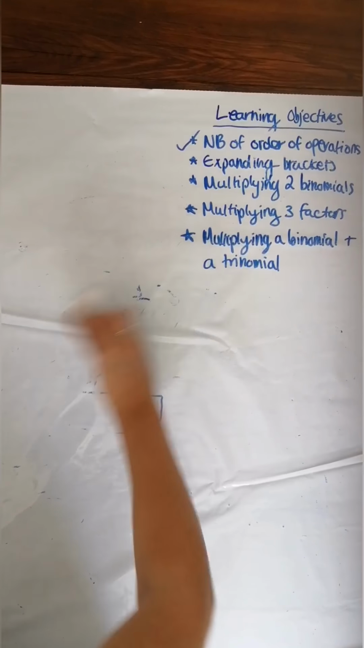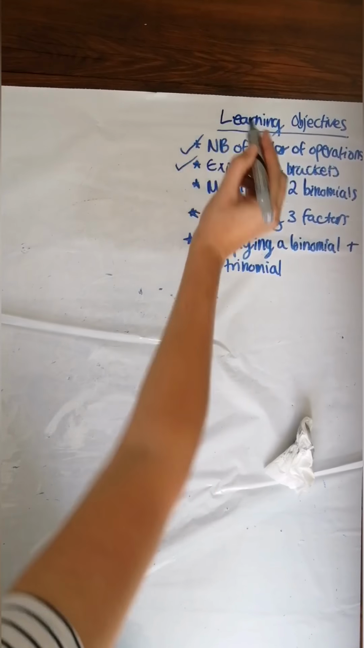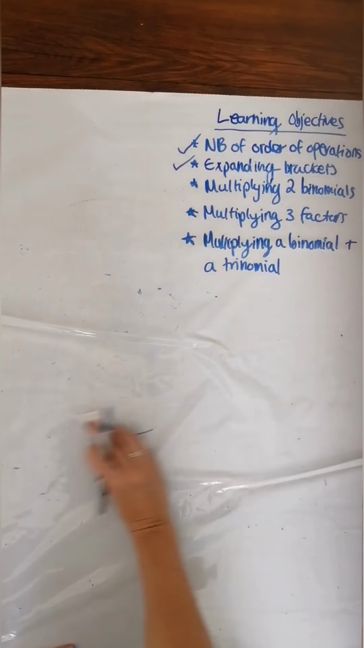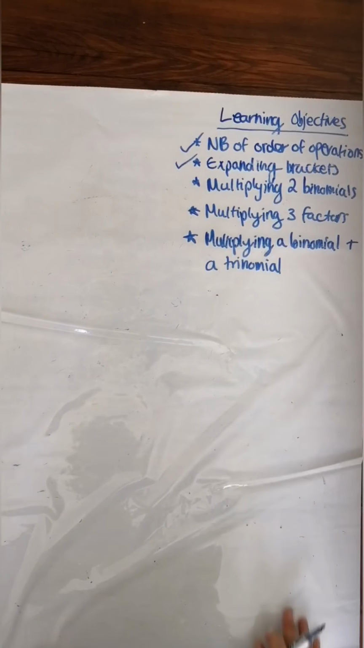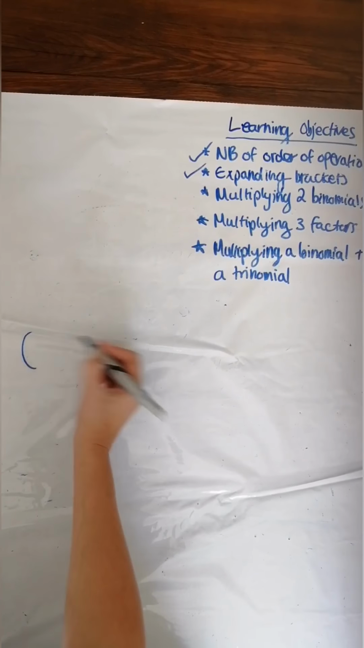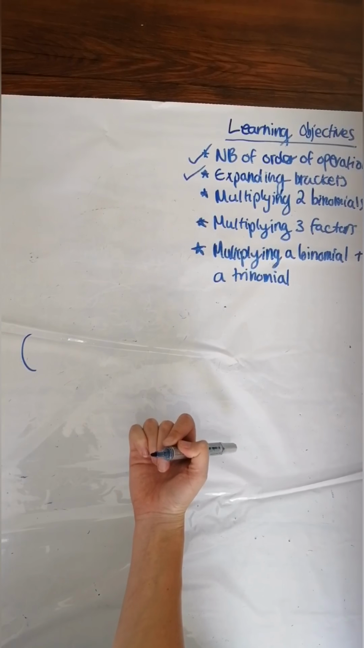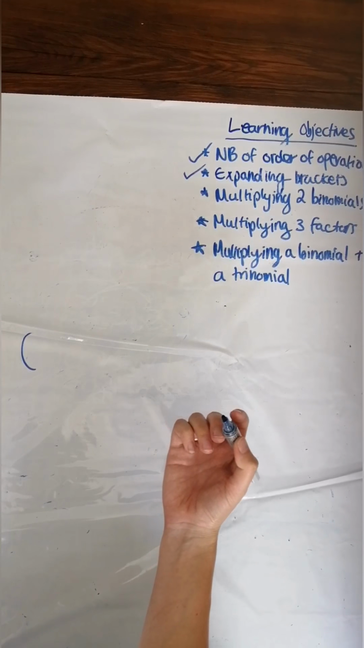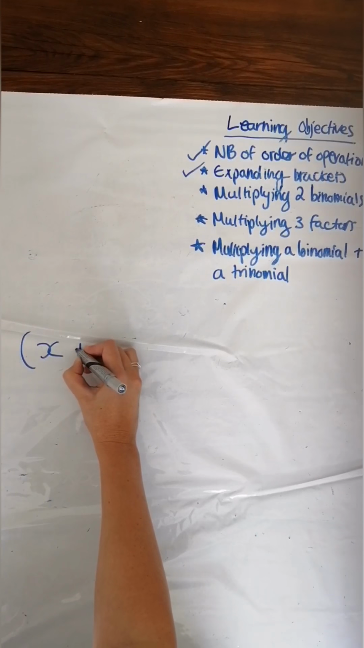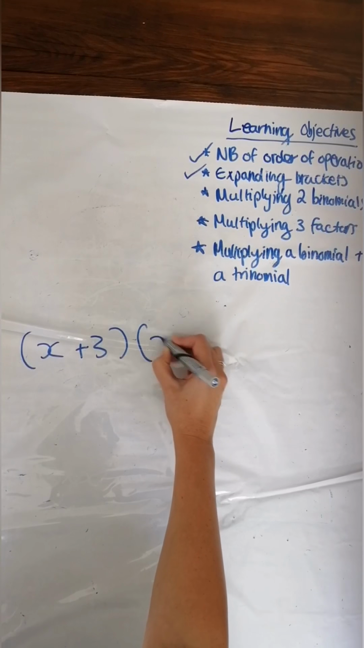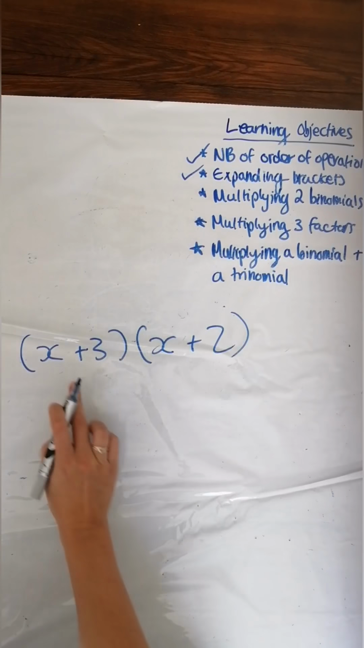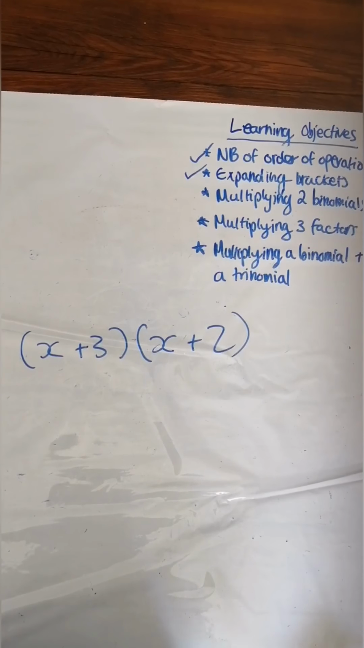So we've done expanding brackets, let's move on to multiplying two binomials. A binomial is a bracket that contains 2 terms. So let's use this as an example. x plus 3 times x plus 2. So this is your first binomial, your second binomial.